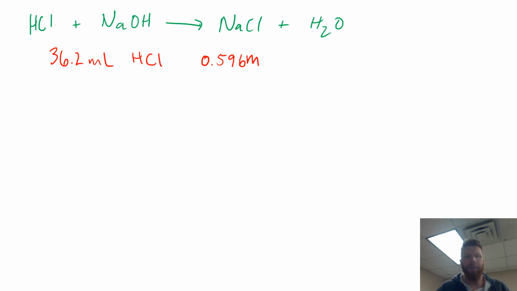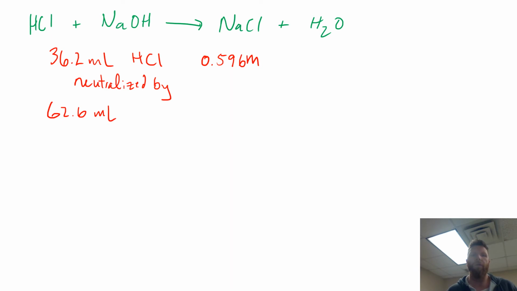Now, with that said, how we could actually address this sort of problem is we would say 36.2 milliliters of HCl with a concentration of 0.596 molar is neutralized by, let's say, 62.6 milliliters of NaOH. Now the key for any sort of titration problem is we don't know the concentration, but we can figure this out.